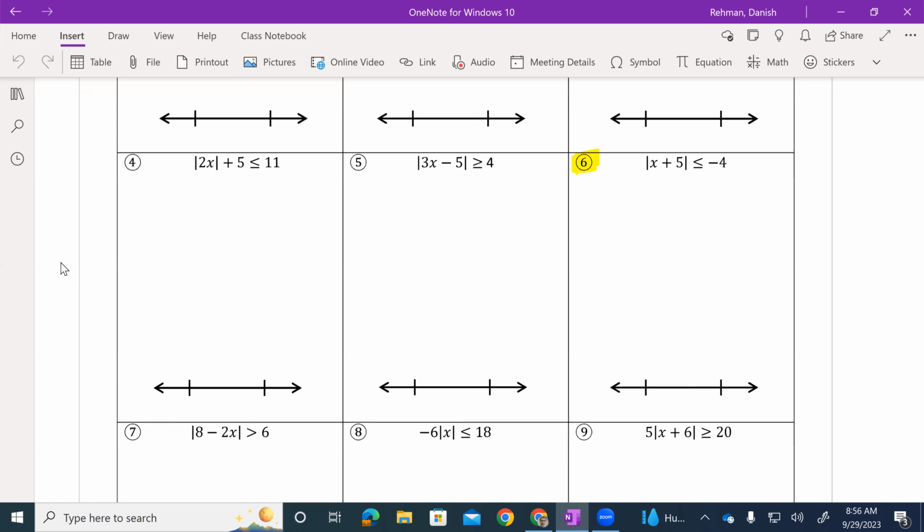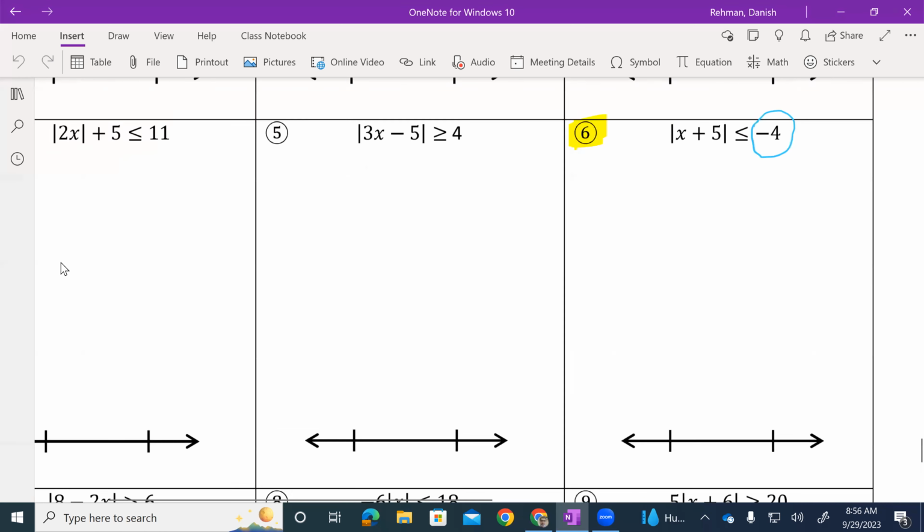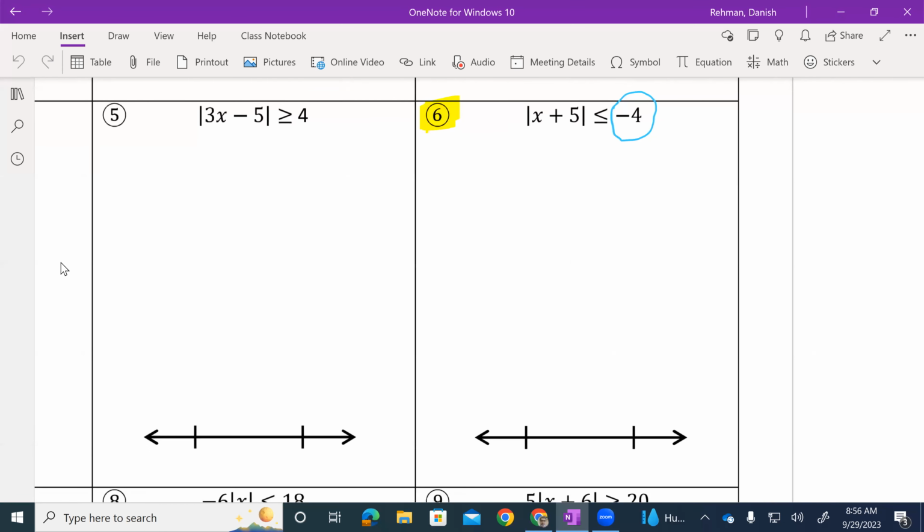I will tell you the reason. Look at this. Did you notice the negative sign? Can absolute value be negative? Absolute value cannot be negative, but what is it saying to us? It's telling us that absolute value is less than a negative. That will not happen. That's the reason it's no solution.